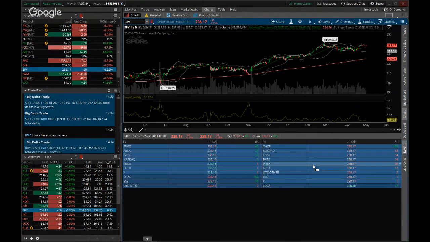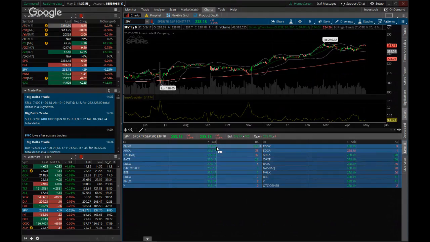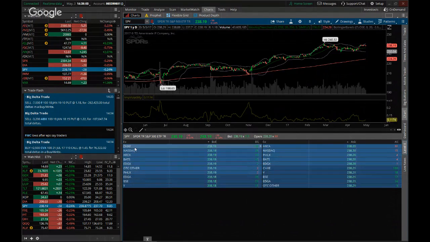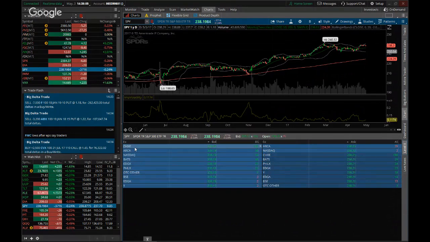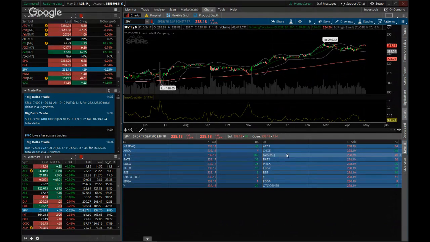We have a left side and a right side. This could be a whole class in itself, but this is called the level 2. On the left, it shows the highest bidders. Imagine these are names, first names. This guy up here is the best and first in line to bid for the stock, and he's bidding 238.19. On the right-hand side, we have a whole bunch of groups of sellers, and they're willing to sell at this price.